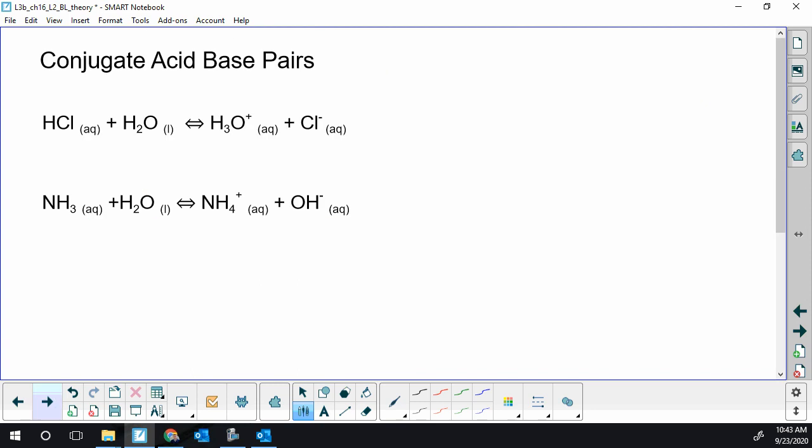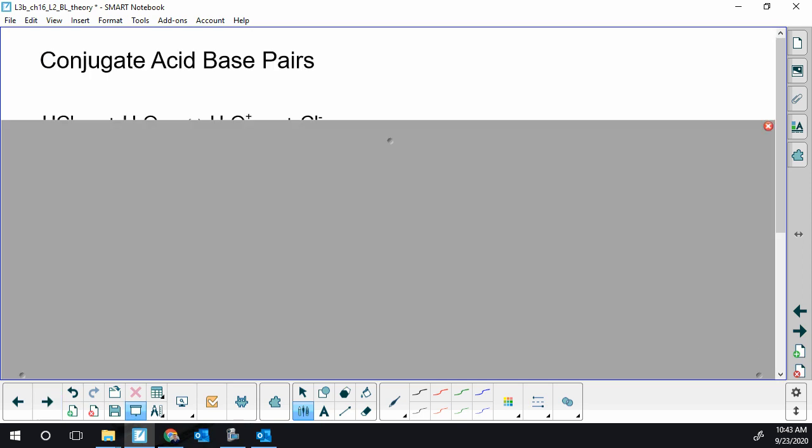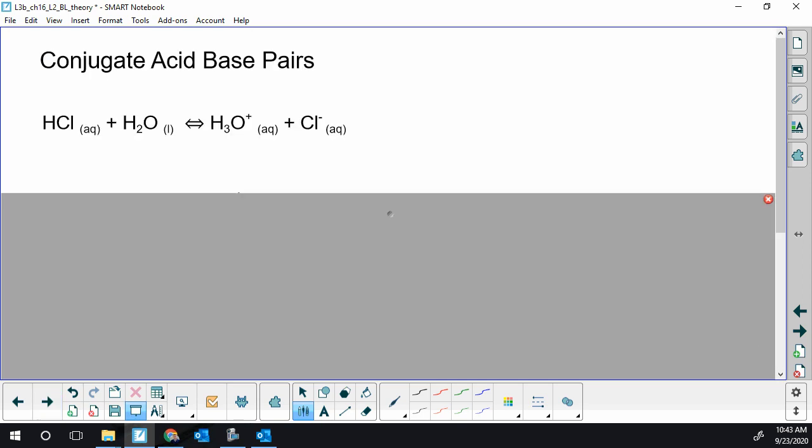Okay. The next big topic for today is not a complex one, but it's an important one. Is the notion of conjugate pairs.